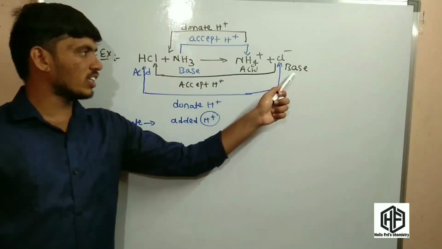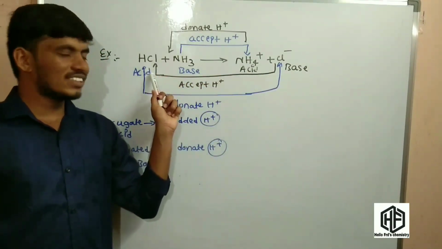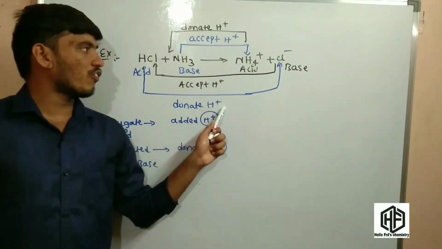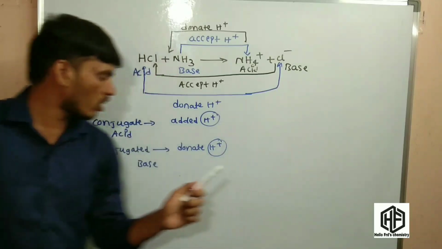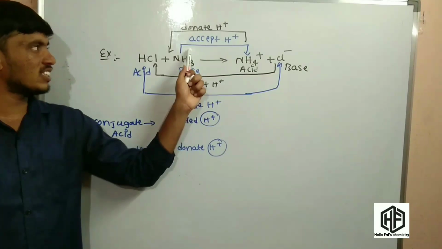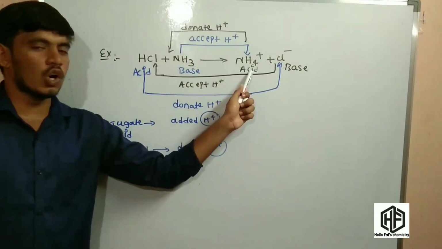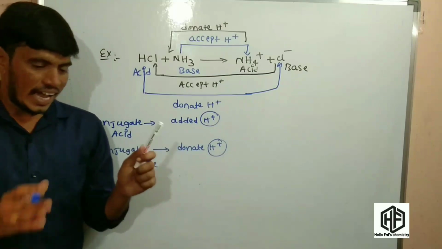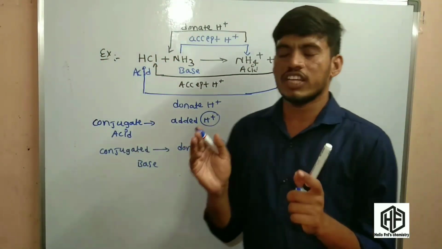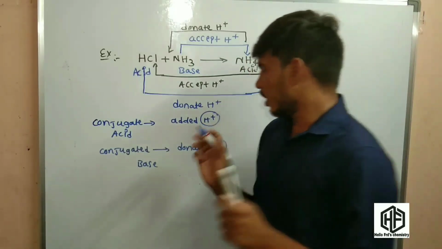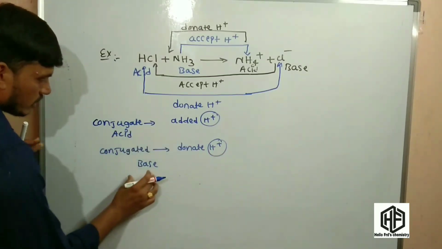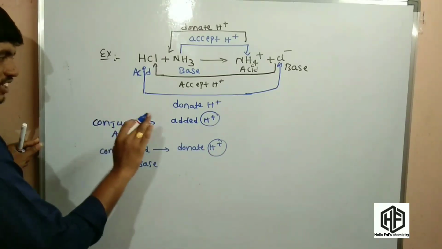In this example, HCl is the acid. On donating H plus, it forms Cl minus, which is called the conjugate base. In this case, NH3 is a base. It accepts H plus, and that is called the conjugate acid. Accepting H plus gives the conjugate acid, and donating H plus gives the conjugate base. This is clear, friends?